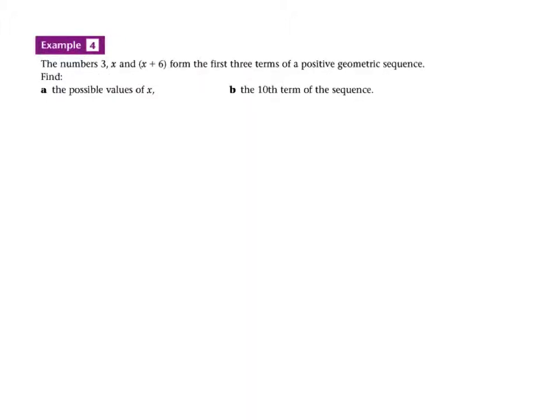Now at this point they've got to make it more challenging. One way they can do this is to bring algebra into it. So we're given here the first 3 terms of the sequence. Notice the only term we're actually given in the form of a number is the first one, 3. That does give us the value of a straight away. So we know that a equals 3. We know that ar equals x. And we know that ar squared equals x plus 6.